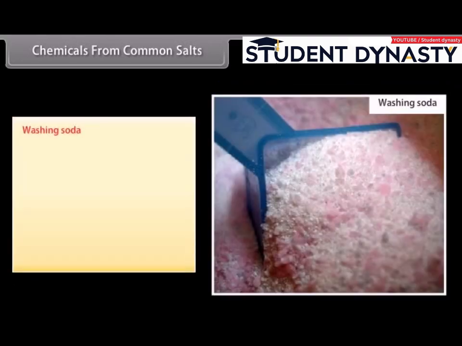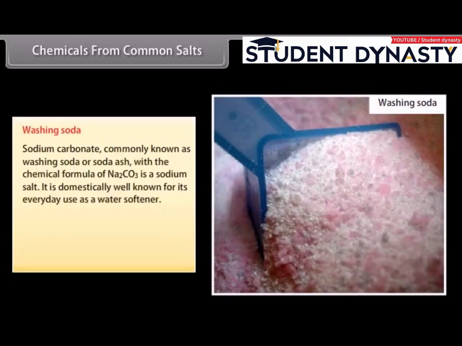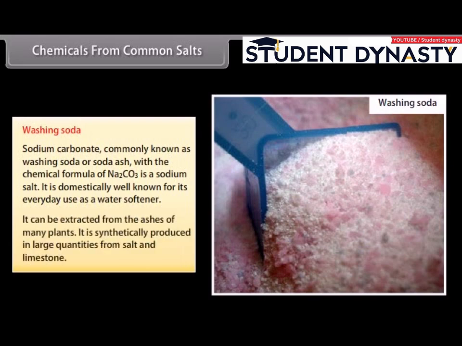Washing soda. Sodium carbonate, commonly known as washing soda or soda ash, with the chemical formula Na2CO3, is a sodium salt. It is domestically well known for its everyday use as a water softener. It can be extracted from the ashes of many plants. It is synthetically produced in large quantities from salt and limestone.